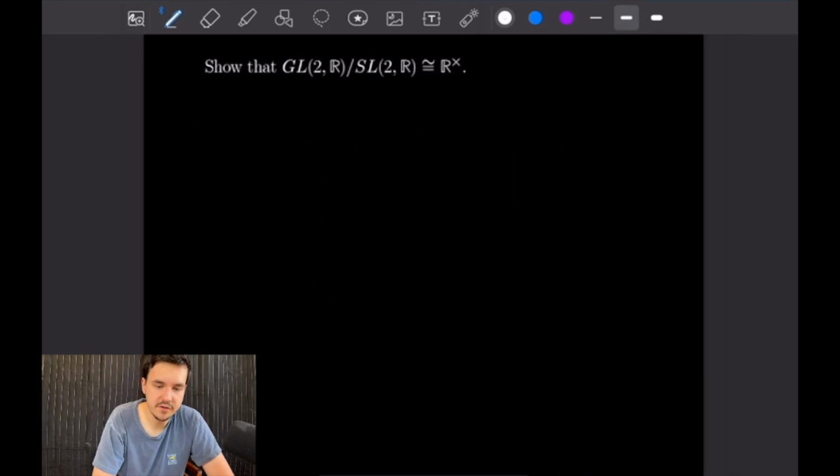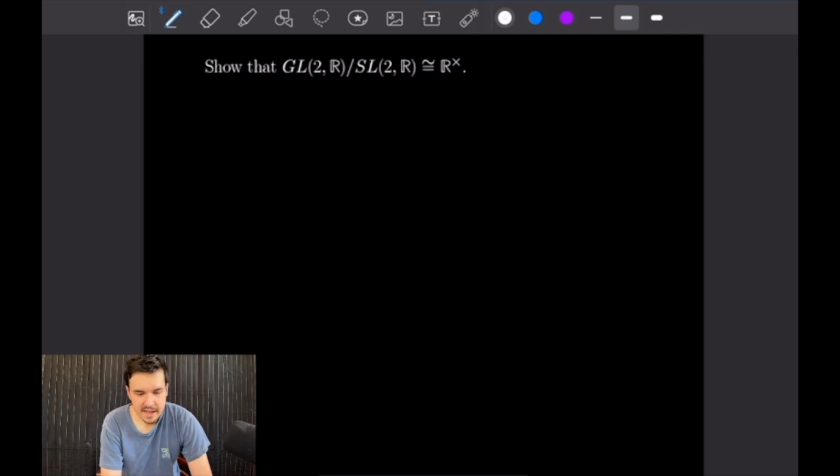And so for this one, we want to show that GL2(R) mod out SL2(R) is isomorphic to the multiplicative group of non-zero real numbers. And so to do this, we are going to need a map which maps matrices into real numbers, and we have a very simple thing that does that, and that will be the determinant. So let's go ahead and define a function so that we can then get working on something that will allow us to apply an isomorphism theorem here.